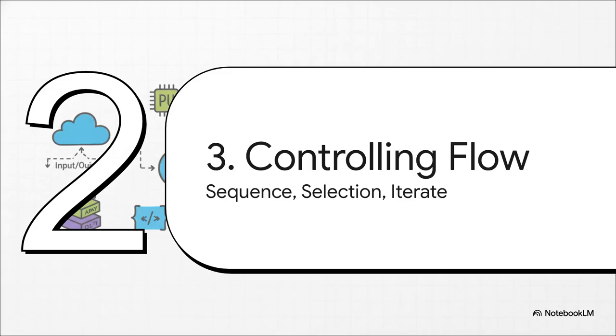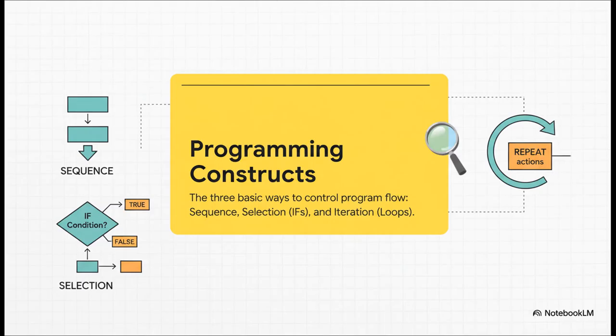Right. We've got our ingredients, we've got our tools to mix them, but a program isn't just a jumble of instructions, is it? You need to be the director, telling the program the exact order to run things in. This is called program flow, and it's absolutely fundamental. And here's the crazy part. Every algorithm, and I mean every single one, from a simple calculator to a massive video game, is built from just these 3 things.